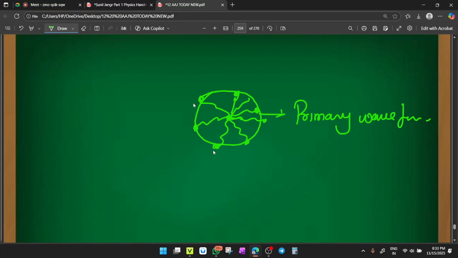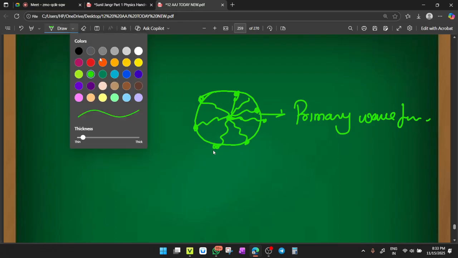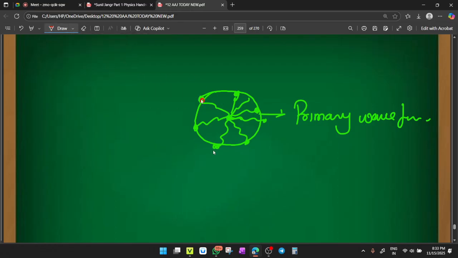Primary wavefront. Now, as you know, these particles are now behaving as a fresh source. These are wavelets. Clear or not clear? So as they behave as a source, they will emit the disturbance in all possible directions. Yes or no? They will emit the disturbance because now they have become a source. So they will emit the disturbance in all possible directions. Clear or not? As they become the source.